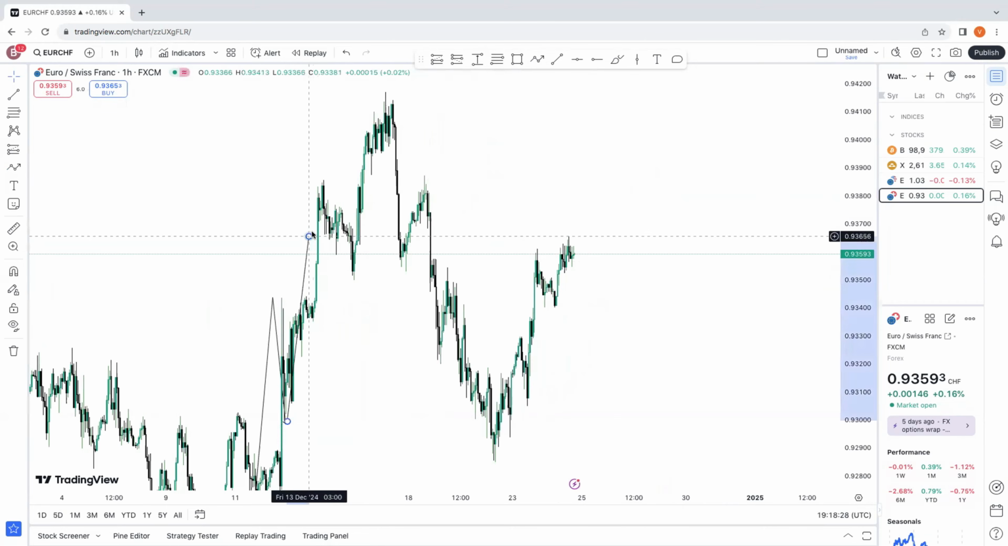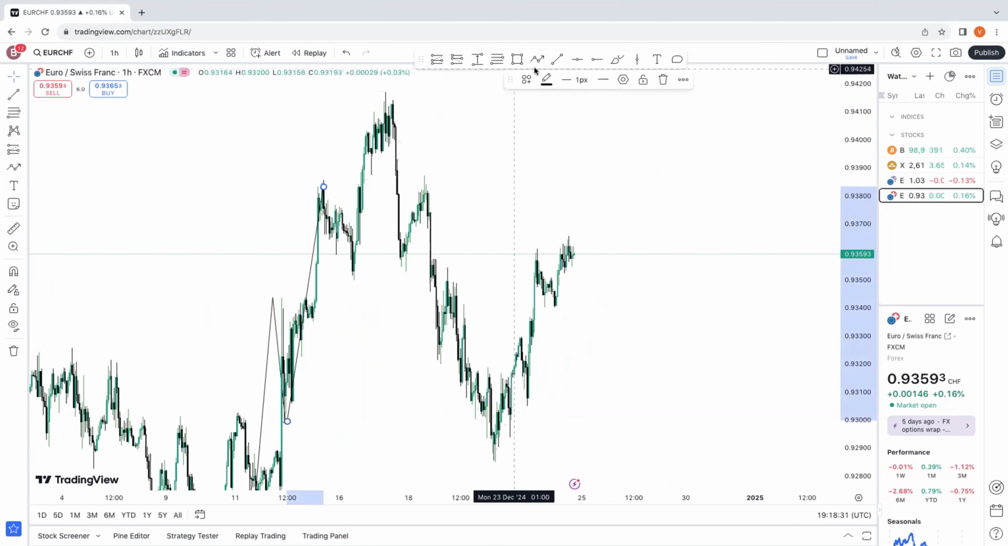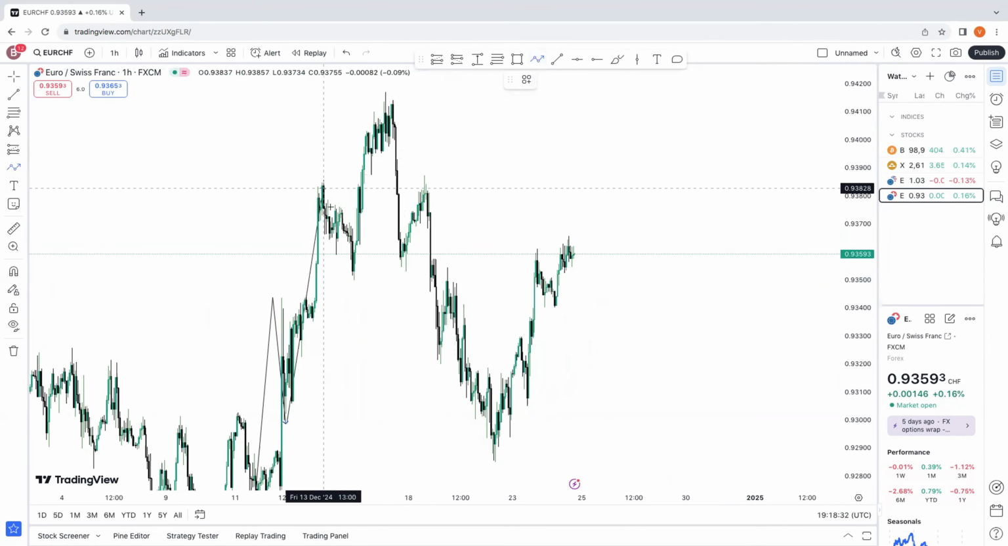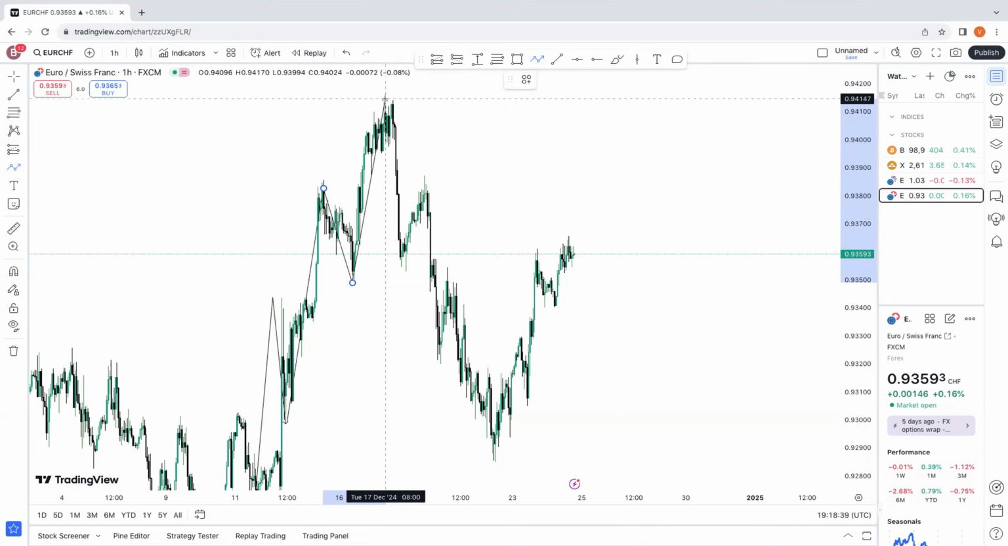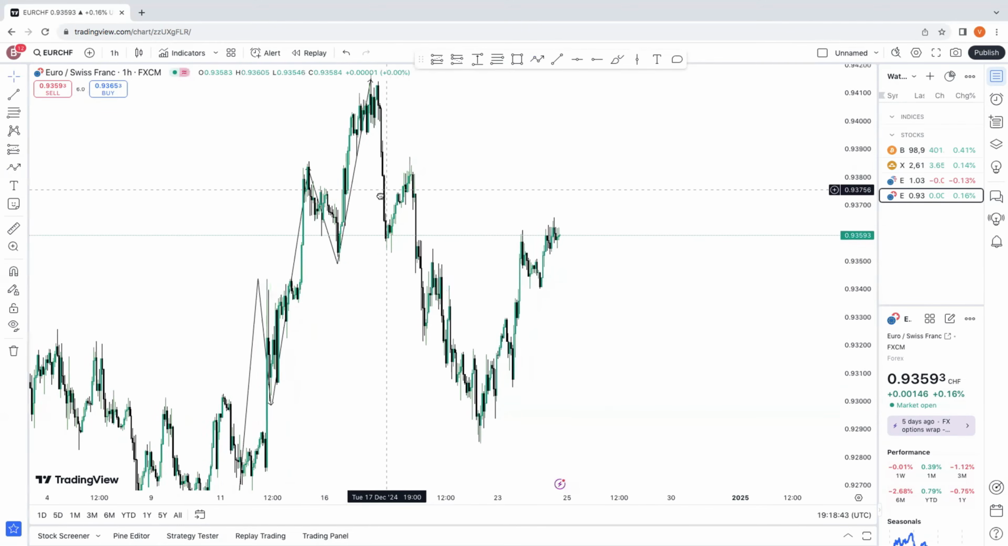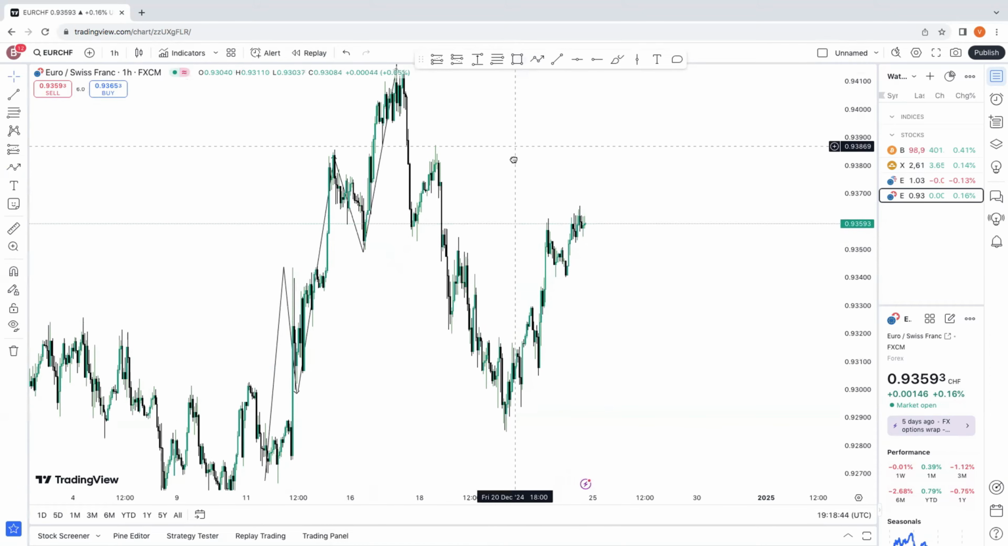This pullback to this zone after price expanded is what we refer to as what? To as retracement, right? So this is another retracement. So this is another retracement as well. This pullback, right, before another expansion. The pullback before another expansion is what we refer to as what? To as a retracement.